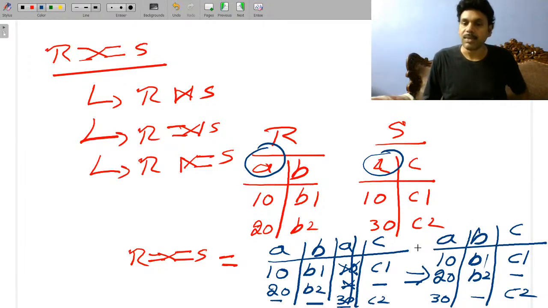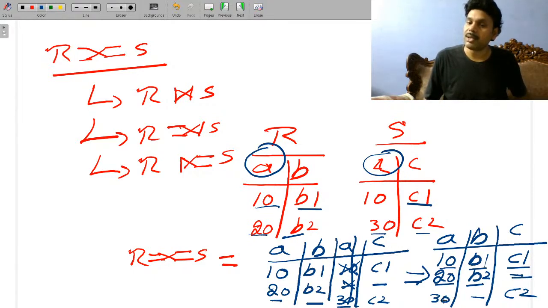Okay, friends. So 10 B1 C1, next 20 B2 and the other side null, and next one 30 C2 null. 20 B2 does not have a mapping, 30 C2 does not have a mapping. That's what: 10 B1 has a mapping, and 20 B2 does not have a mapping. 30 and this one, 30 C2, does not have a mapping.